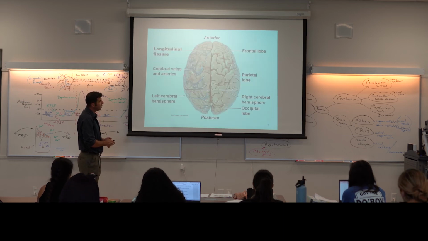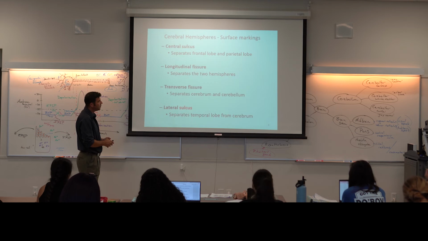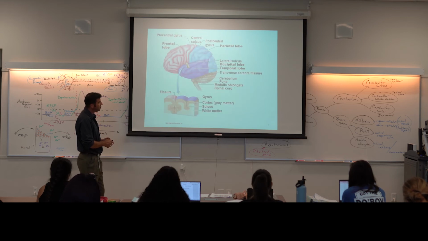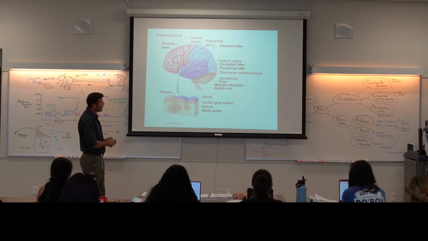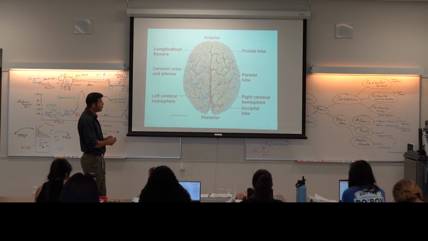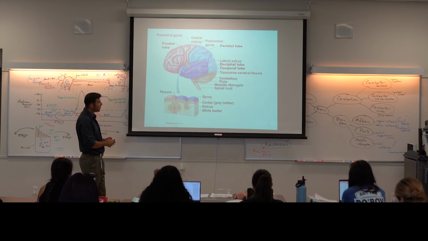Nope, I'll go back this way. Looking for a side view. Maybe this one will have to do. There is a transverse fissure that separates the cerebrum from cerebellum. So between the 2 cerebral hemispheres, we have a longitudinal fissure, but between cerebrum and cerebellum, there's the transverse fissure.